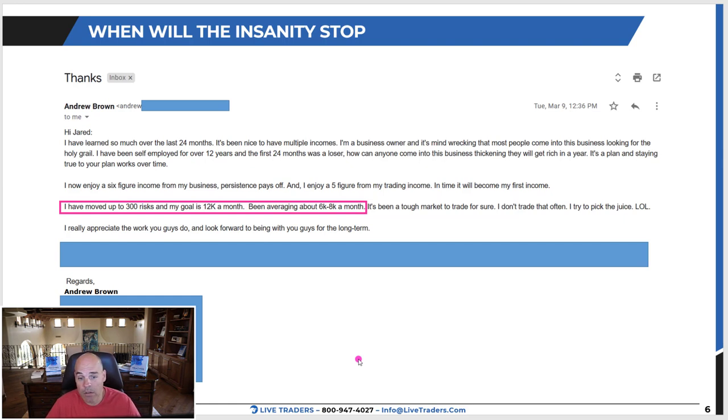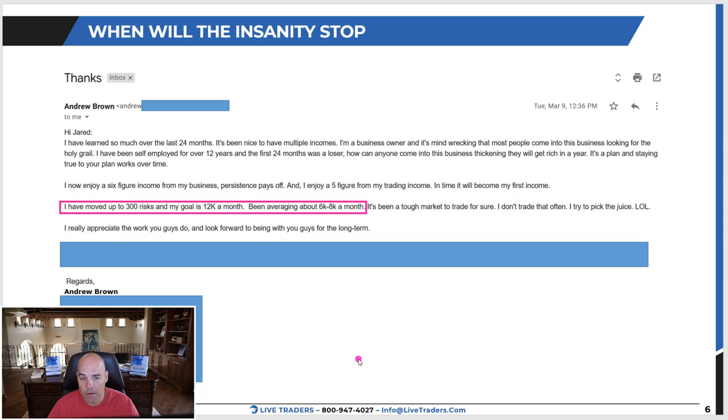But he has now, in 2022, raised his risk to $500 a trade. Okay, and I know in week one, he told the chat room last week, which was the first week of the year, that he made $4,000 his first week of the year. Not the first month, the first week of the year. So this is 2019, this is 2020, this is 2021, and now we're going into 2022.